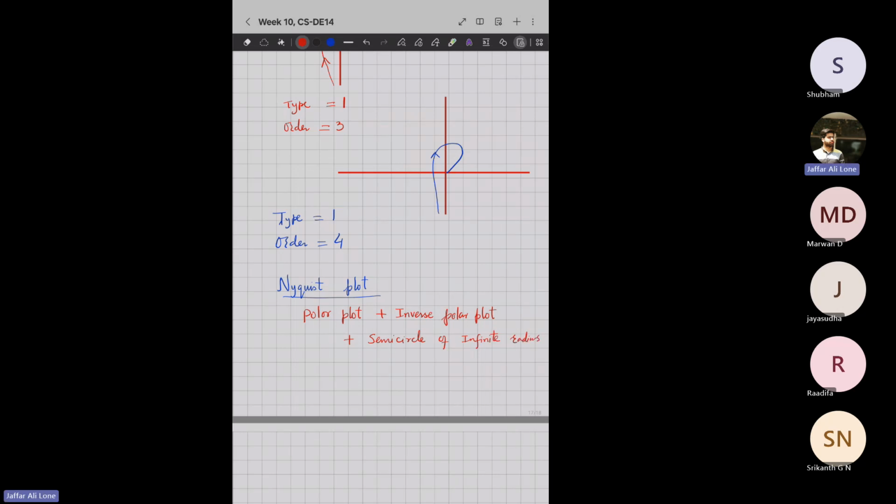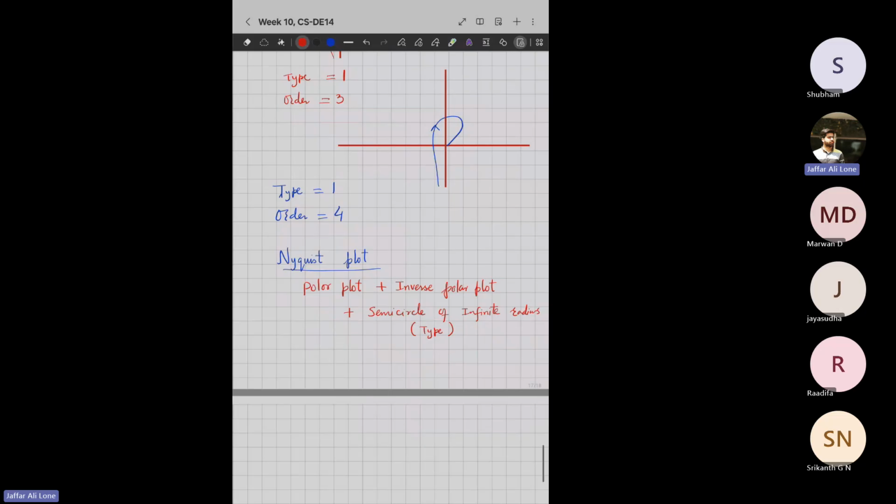Right? So a semicircle of infinite radius, or how many semicircles, is given by the type of the system. If you have a type 1 system, you will draw the polar plot, inverse polar plot, and one semicircle of infinite radius. If you have a type 2 system, you will draw the polar plot, inverse polar plot, and two semicircles of infinite radius. If you have a type 0 system, you'll draw the polar plot and inverse polar plot. No need to draw a semicircle of infinite radius.